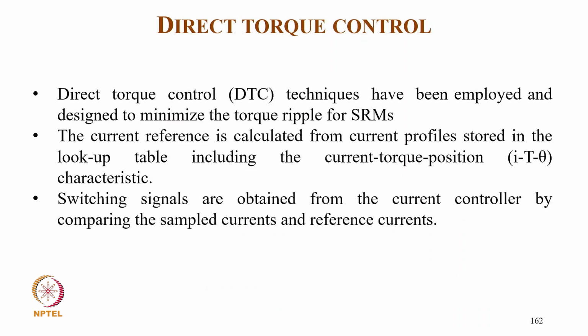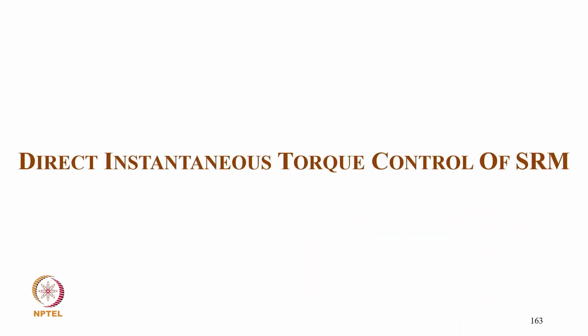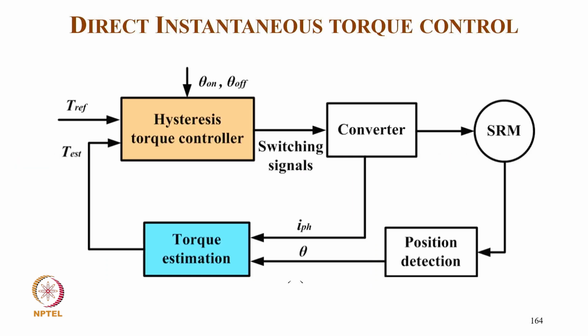So direct torque control techniques have been employed and designed to minimize the torque ripple for the SRM, and the current reference is calculated from a current profile stored in the lookup table, including the current torque position characteristic. And switching signals are obtained from the current controller by comparing the sampled current and the reference current. Now coming to direct instantaneous torque control of the SRM. In this case, we have a reference torque, we have an estimated torque, and we have a torque controller to which we give theta on, and then we have a switching signal.